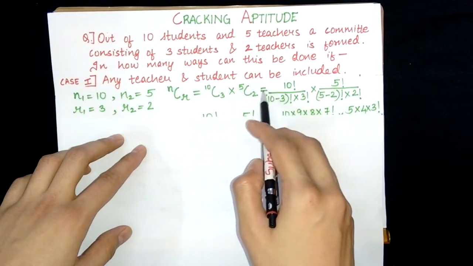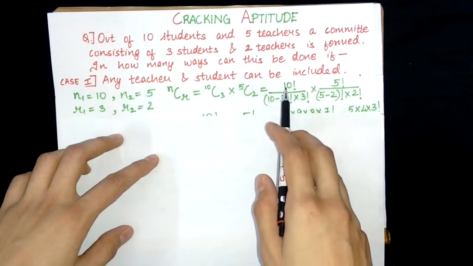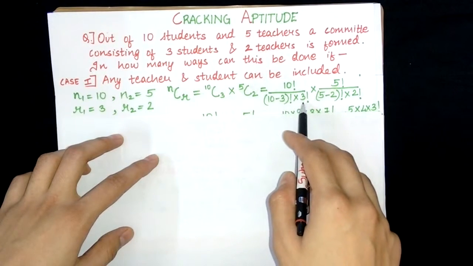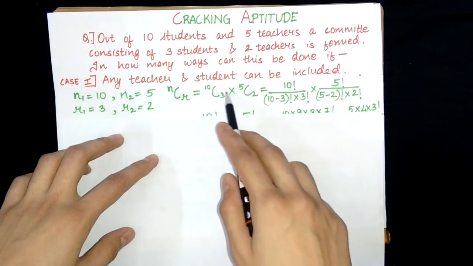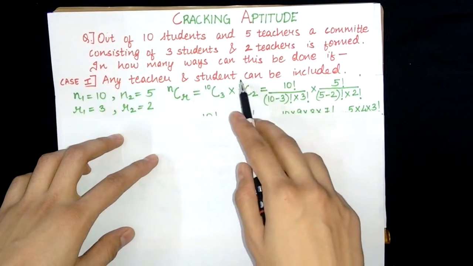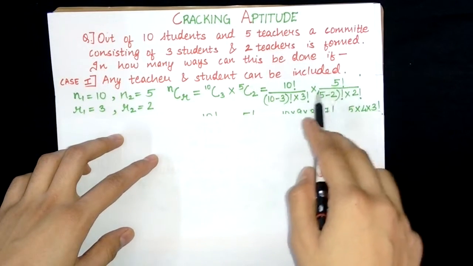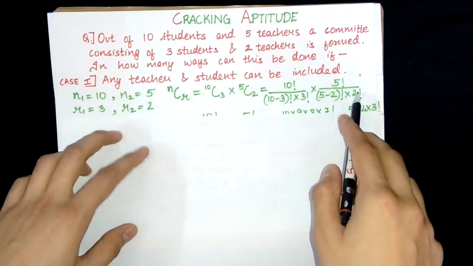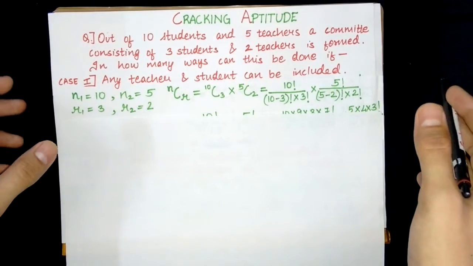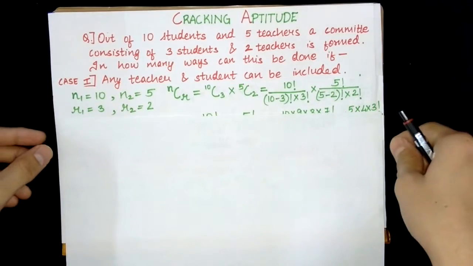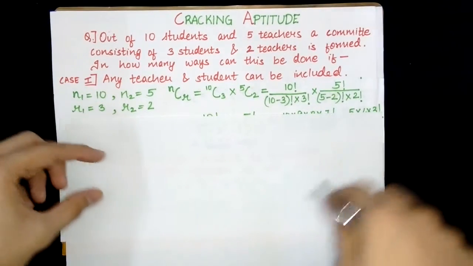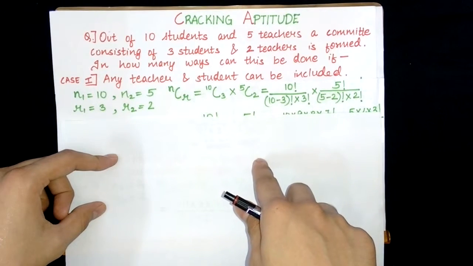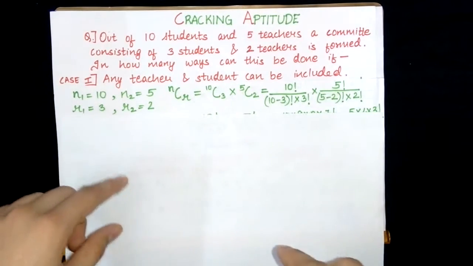10C3 into 5C2, which is equal to 10 factorial divided by (10 minus 3) factorial into 3 factorial for this part, into, when we solve this one, 5 factorial divided by (5 minus 2) factorial into 2 factorial. Now this is by the basic formula of combination. If you haven't seen my last tutorial, then I have explained that there. nCr is equal to n factorial divided by (n minus r) factorial into r factorial.